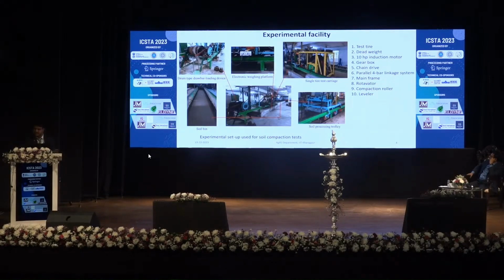soil processing trolley consists of 3 units. First is the rotavator to loosen the soil, second is the leveler to level the soil, and third is the hydraulically operated compactor. To get the desired compaction level of the soil, we use different hydraulic pressures on this compactor.